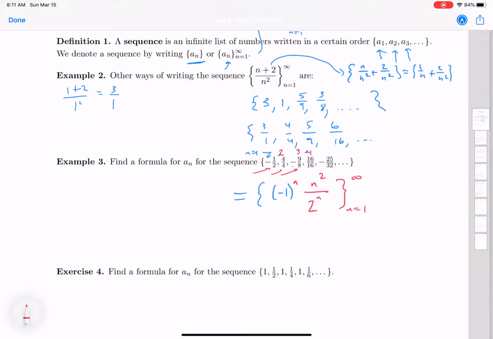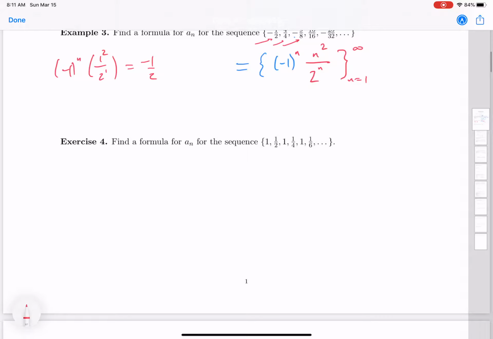And I can check, if I plug n equals 1 in here, I get -1 to the n times 1 squared over 2 to the 1, which does in fact come out to -1/2. And if I check for n equals 2, n equals 3, etc., it will come out to give me the right thing. So for the next one, exercise 4, I want you to go ahead and pause the video for a moment and try to figure out the answer for exercise 4. When you're done or you're stuck, unpause the video and you can see my answer.